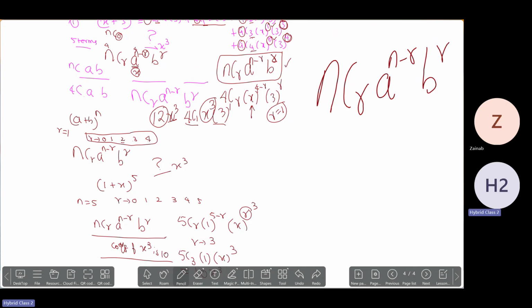In some places, this is the basic level of what you are doing right now. Later on, you'll be given a question like x plus x squared. Both are unlike terms only, no? They will ask you to identify. For example, (x plus x squared) whole power 4. Find the coefficient of x cube.